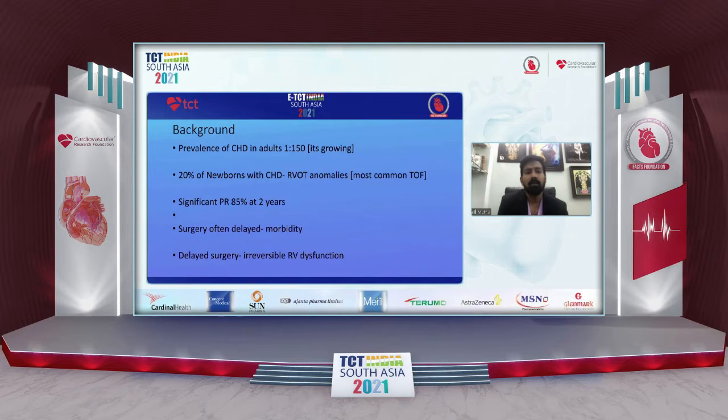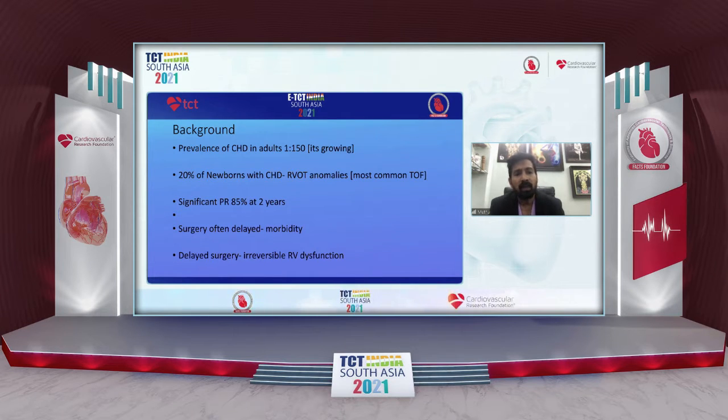So, background: the prevalence of congenital heart disease is increasing and growing up. If you look at the commonest anomalies, the obvious anomalies, and PR increase rate at 22 years, we see PR, and we often delay the surgery due to the morbidity involved in surgery. But irreversible RV dysfunction is something we do see a lot nowadays.